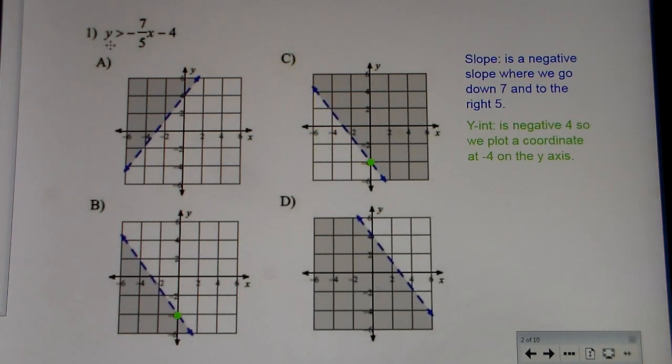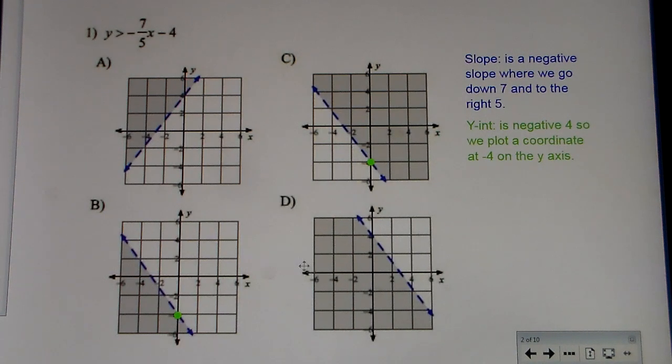In our problem, we say y is greater than negative 7/5 x minus 4. Just like we were practicing before, the sign and the number at the end, that constant, tells us the y-intercept, where exactly you need to plot that coordinate crossing the y-axis. In problem number 1, it's at negative 4. So the y-intercept is negative 4, so we plot the coordinate at negative 4 on the y-axis. As you can see, that's what's done for us here in C and B. I put the two little green dots in there for us.